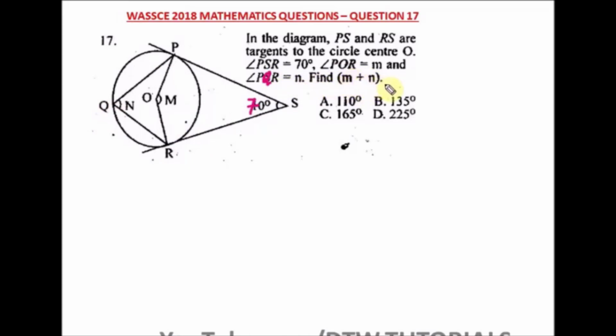So we have to find M plus N. So we need to look for angle M and angle N, then add them up. Okay, that will give us our final answer. All right. Okay, so how do we solve for this angle M and N?